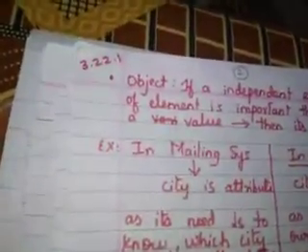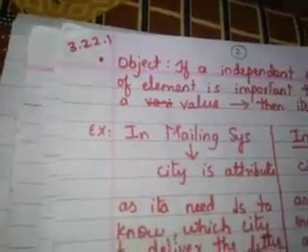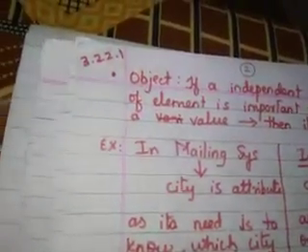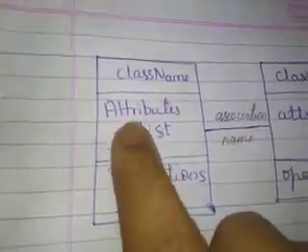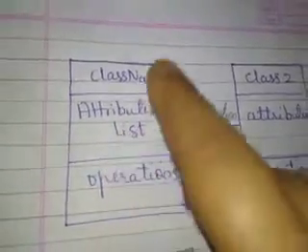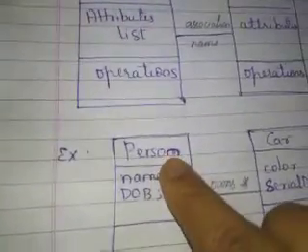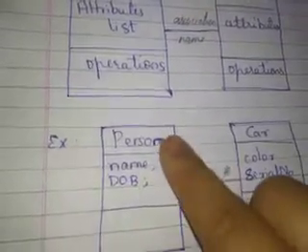So let us see here. We have a class here, right? We are writing the name of the class. In the second compartment, we are writing the attributes list. The attributes are the properties of this class. Example, if I have a class called person, in the fourth step we are identifying those properties which will define who this particular person is.